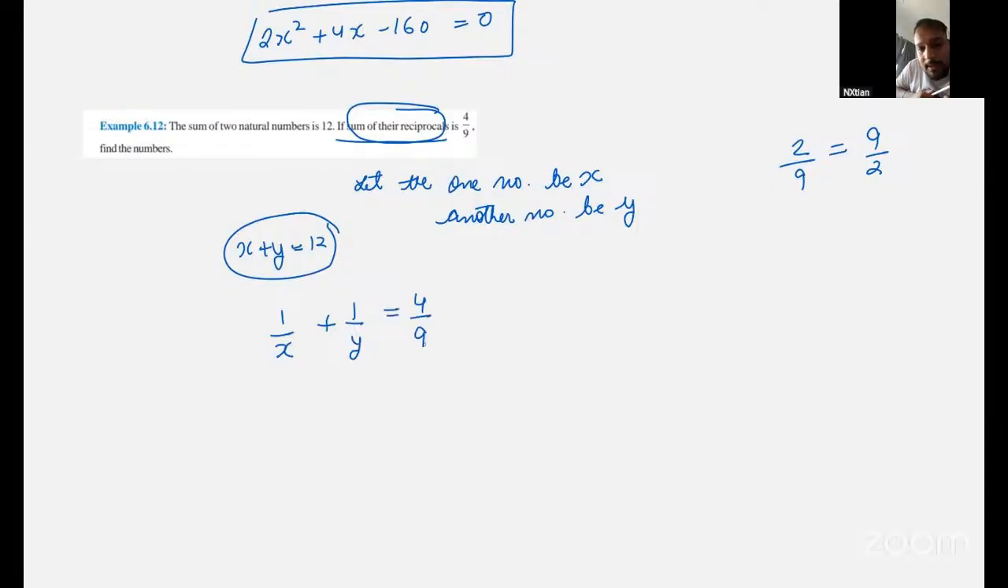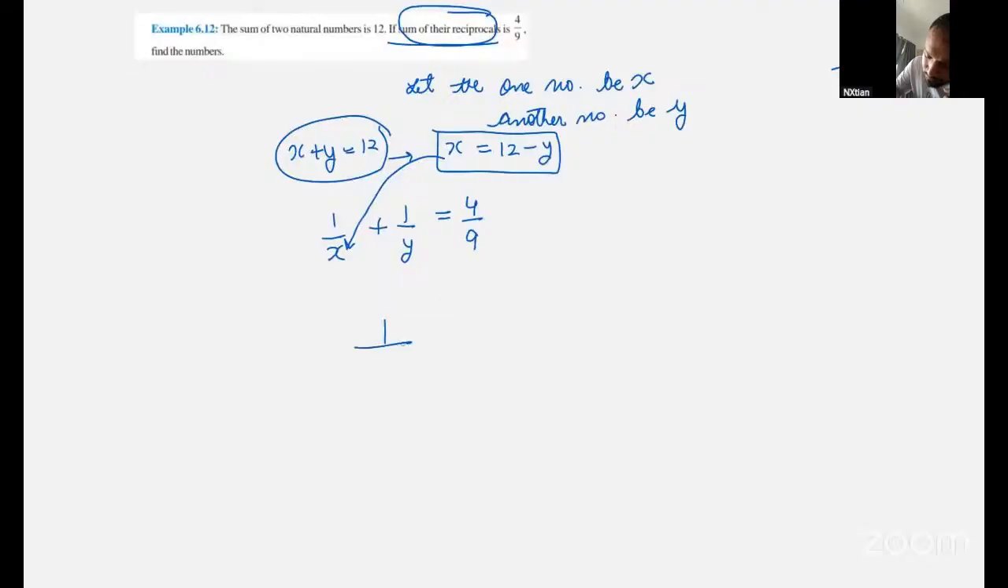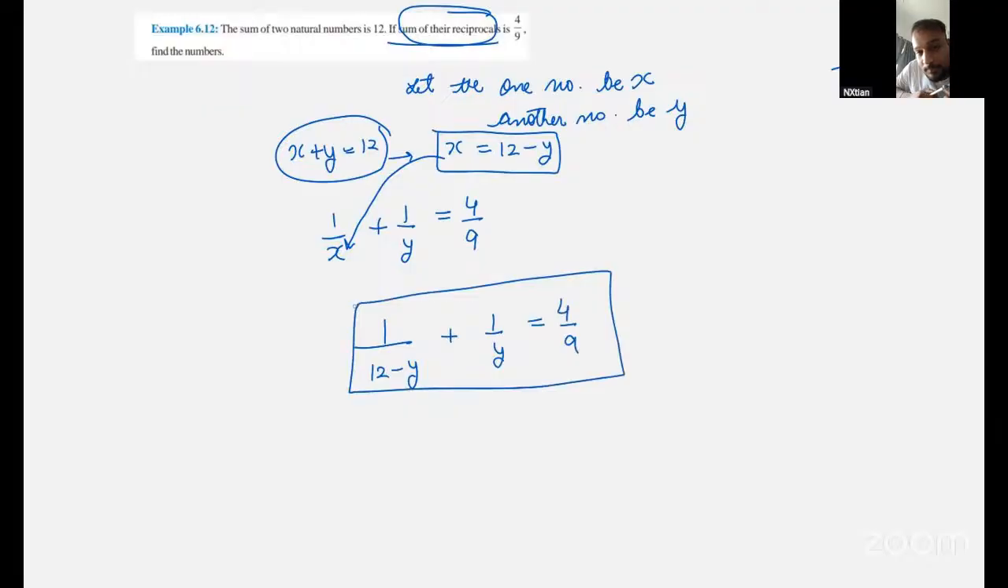Did you get it, Miraculin, Abraham? Now how will you solve this? From the first equation, the value of x will be 12 minus y. This plus y will go that side, become minus y. Now I have to substitute the value of x into this, such that it will become 1 upon 12 minus y plus 1 upon y is equal to 4 upon 9. Did you understand, guys, what I did here? Abraham, David, Miraculin, please ask me if you have a doubt. No doubt?